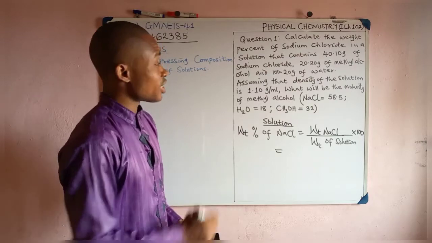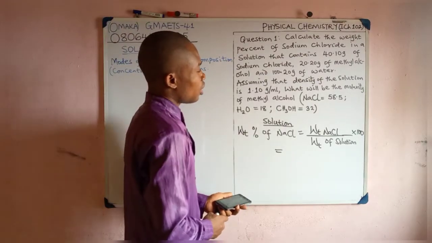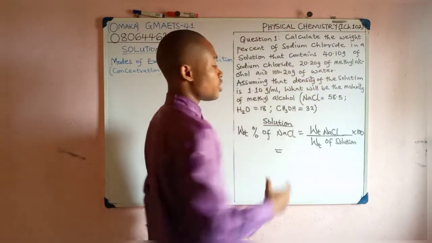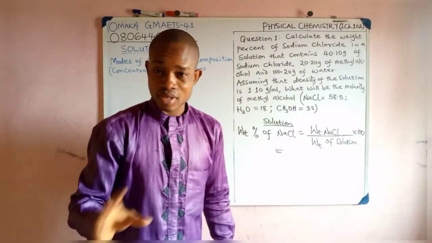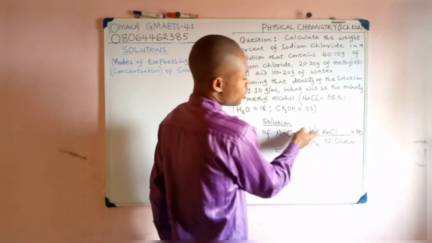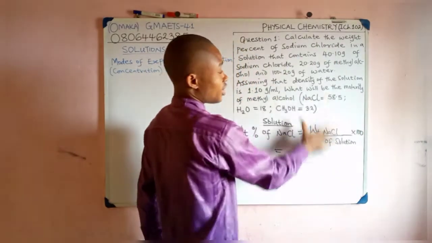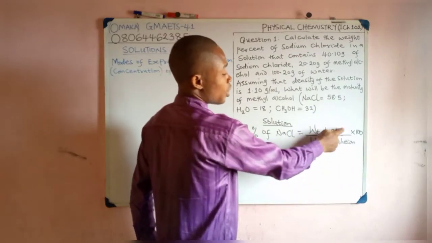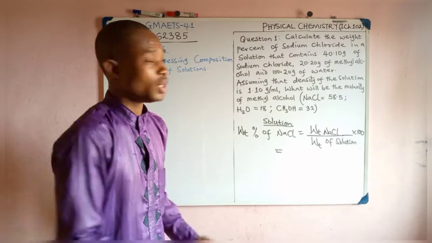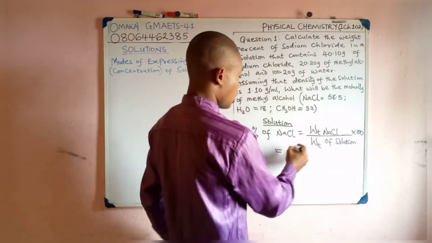Weight of sodium chloride as given from the question is what? That is 40.10. There is no need converting to kilogram here. Take note, it's the percentage you're trying to obtain, and you know that the weight of everything here is in gram. Weight of numerator over weight of denominator, which is gram, they will cancel out. So you don't have any issues doing any conversion here.